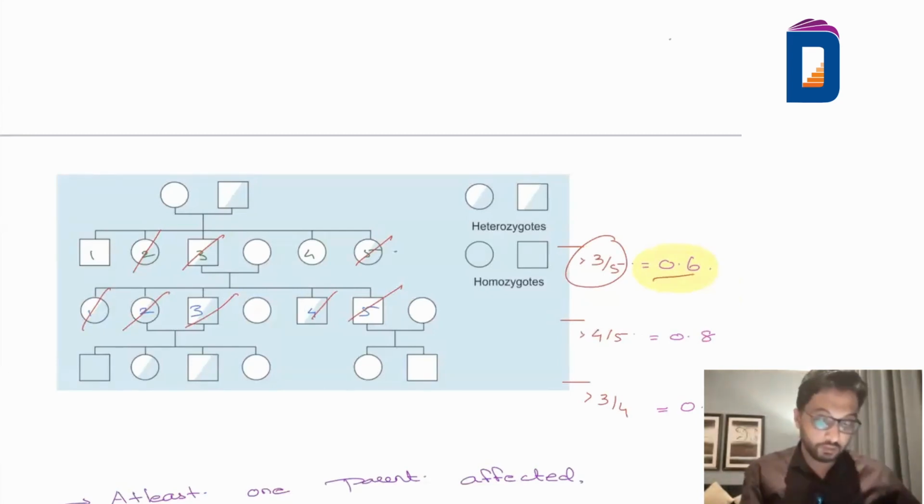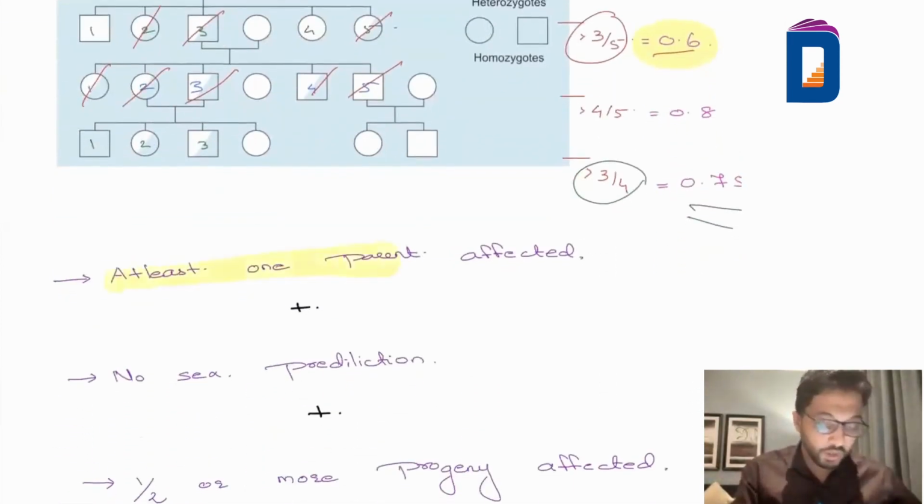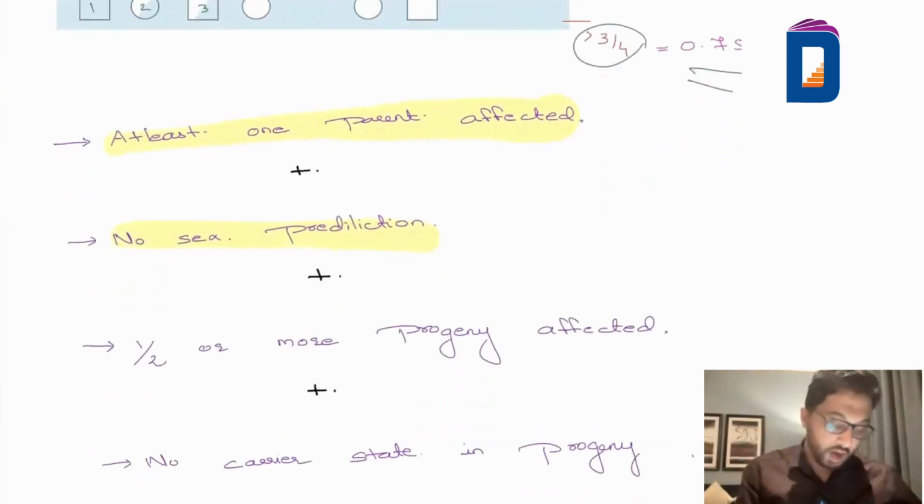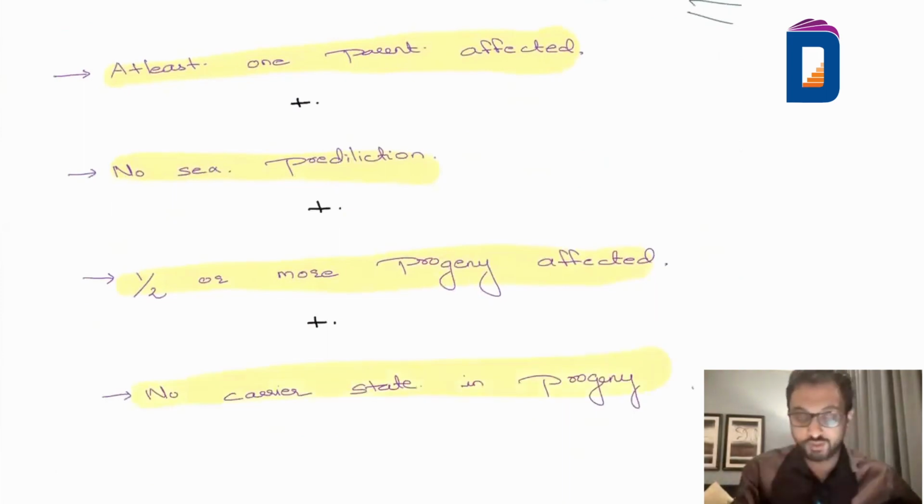Again, if you come to this, okay, it's 1, 2, 3. Yes, 3 out of 4. It's 0.75. Again, it is more than half. So the key here is at least one parent is affected, no sex predilection, half or more of the progeny is affected, no carrier state in the progeny. This is the rule for autosomal dominant.